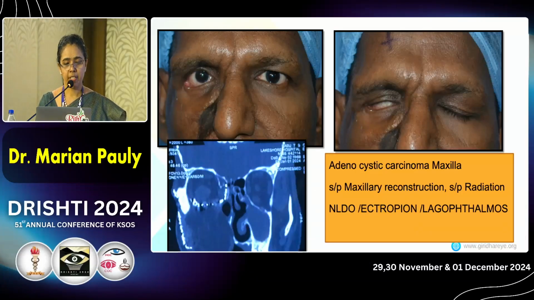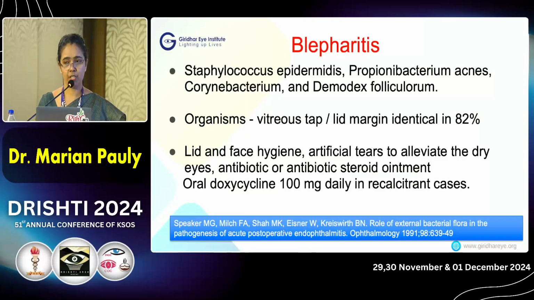So this is one of our patients, adenoid cystic carcinoma maxilla, status post maxillary reconstruction and radiation, had NLDO, ectropion, lagophthalmos. We did DCT and then later underwent cataract surgery with suture tarsorrhaphy.